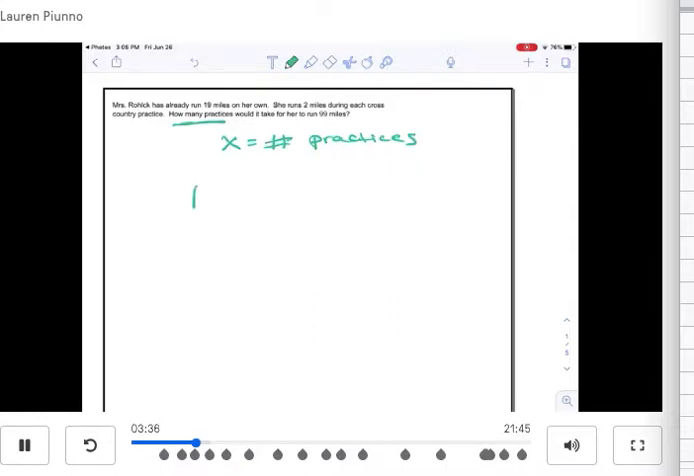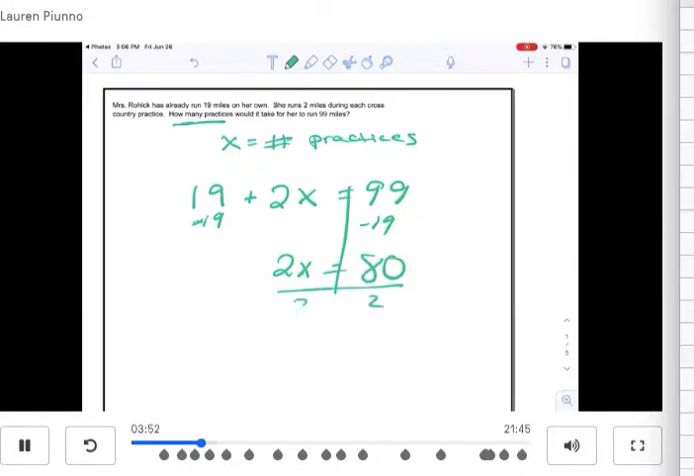So she's already done 19 miles. Now practices are starting and she's doing 2 miles every practice, and she wants to run 99 miles. So we subtract 19 from both sides, divide by 2, and that will be 40 practices.